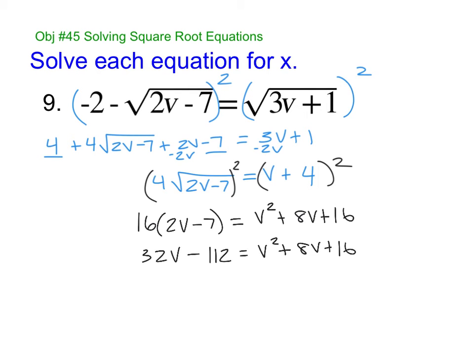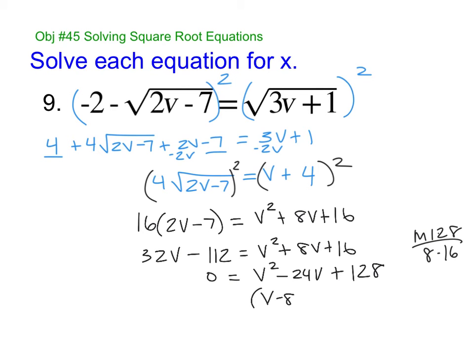So this is one where it's super annoying. We have v squared minus 24v plus 128. So that actually is factorable. 128 is 8 times 16, which adds up to 24. So v minus 8, v minus 16. So v equals 8, v equals 16.